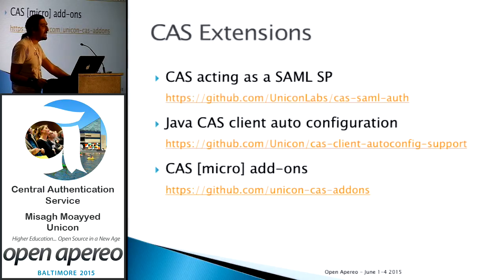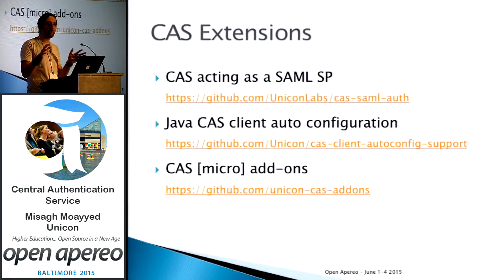And then finally, Unicon had a project called CAS Add-ons, which basically featured a very large set of extensions that allow you to do a lot of cool stuff with the CAS server. Since, I think, release 1.11 or something, we realized that the CAS Add-ons project had become too large and too monolithic, and it was just becoming impossible to manage all the dependencies, various modules, all those extensions. So we broke it apart.